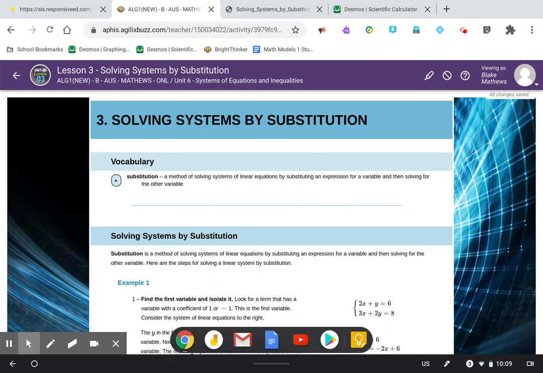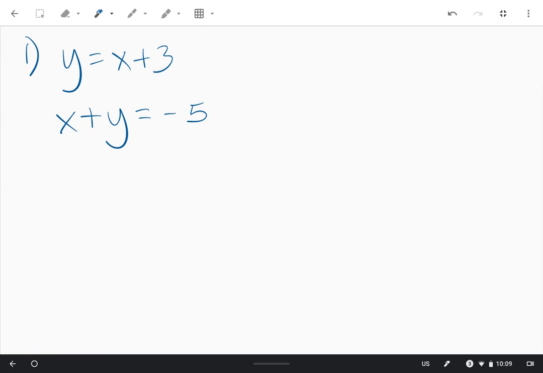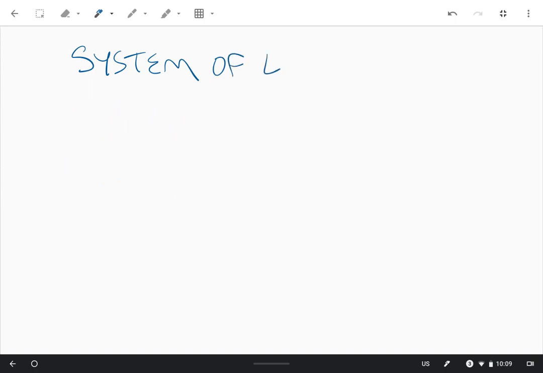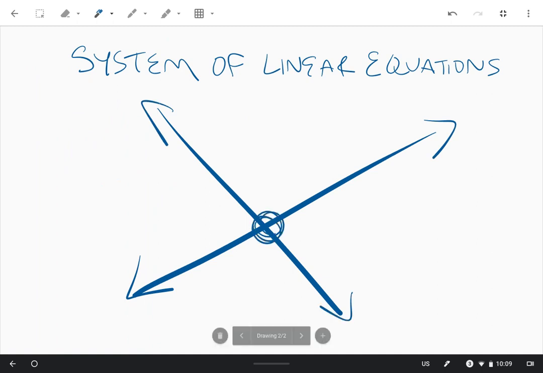Just to give you a brief overview of what we're talking about here. A system of linear equations is basically two linear functions that we're looking at, and really what we're asking is, where do they cross each other? Where do they have the same xy point? And so that is what we are looking for.